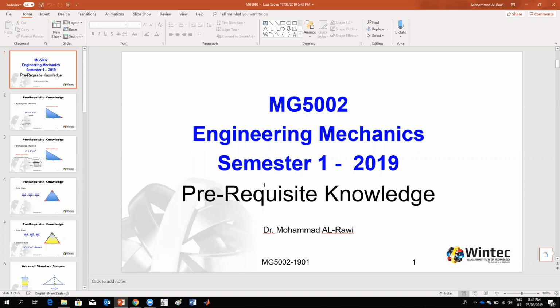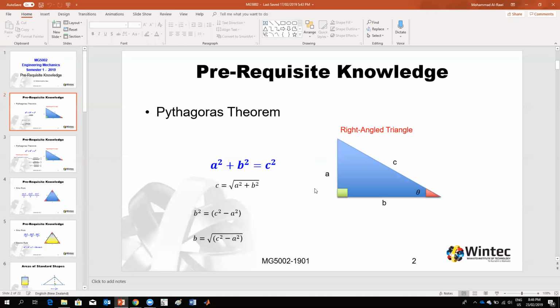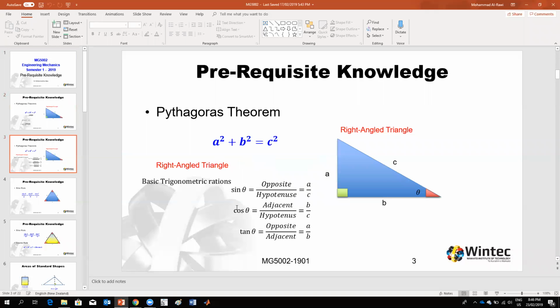So this week we learned a few topics such as the prerequisite knowledge. We have revised a couple of the mathematics relationships. For example, how to find the angle for right angle triangles, and how can we use different theories to determine the length or the angle for any of the triangle.